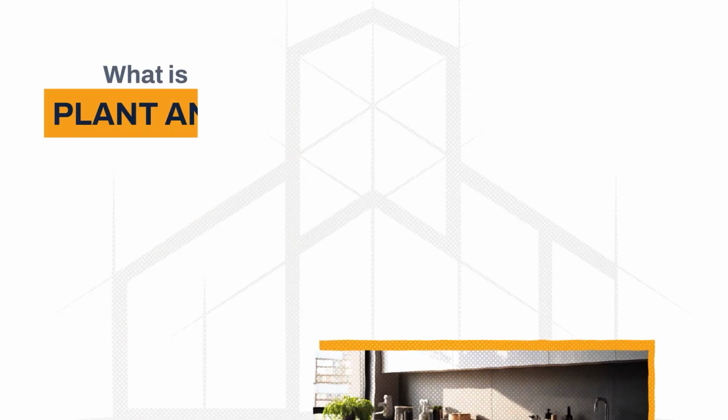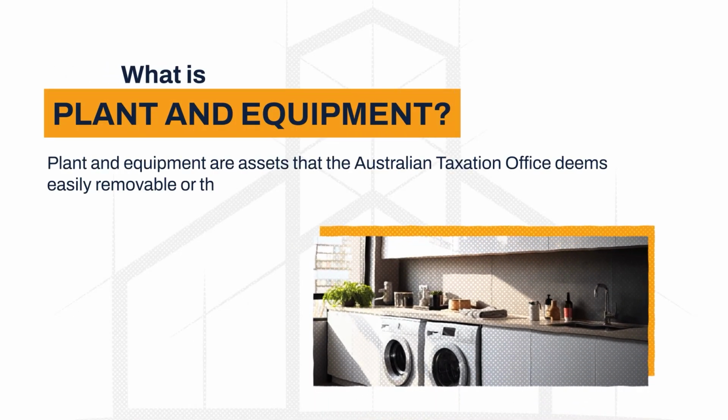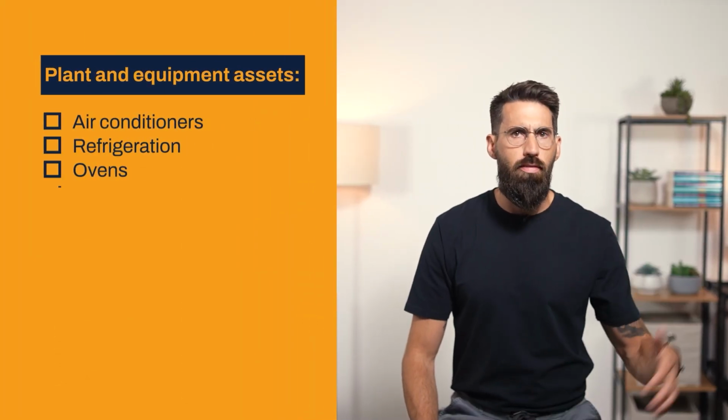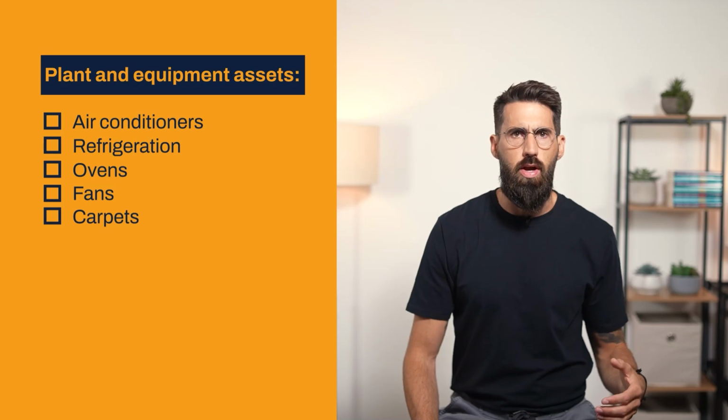Plant and equipment are assets that the Australian Taxation Office deems easily removable or mechanical. These include air conditioners, refrigeration, ovens, fans, carpets, etc. The depreciation of assets within a building is calculated individually in accordance with each asset's value and longevity, which is determined by the ATO each year and is referred to as the asset's effective life. Commercial investors can claim depreciation on any assets they own within the property, but not on anything the tenant has installed as part of their fit-out.